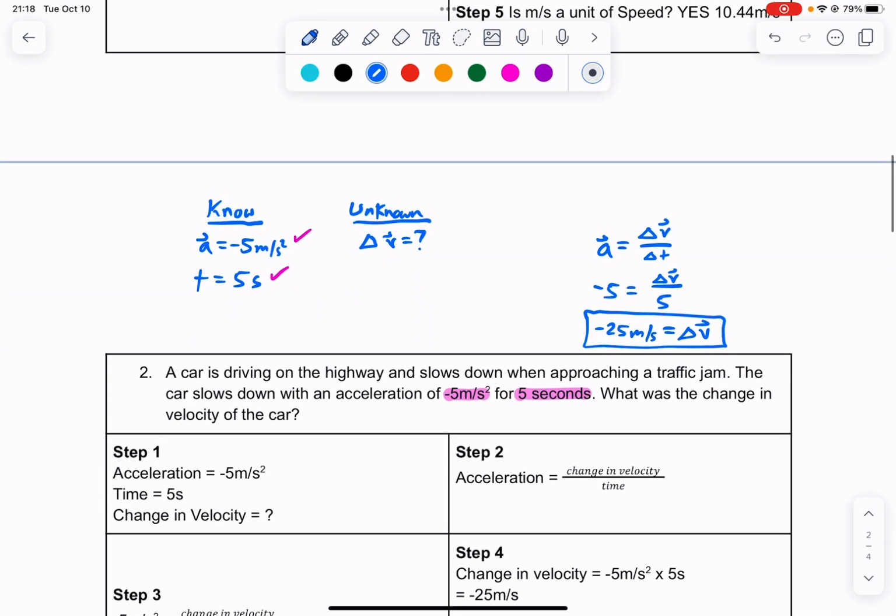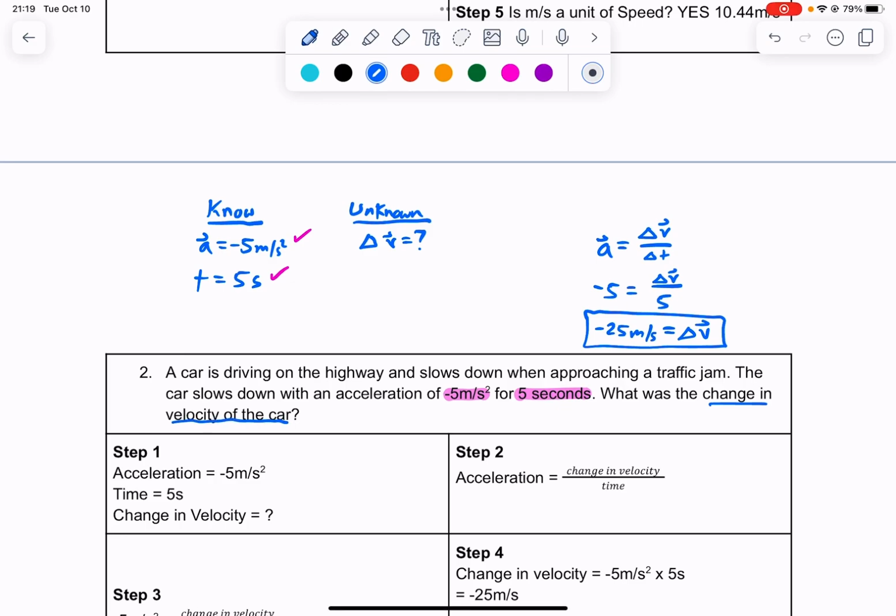Next question here, same thing. I would just look at the question, look for numbers. So I've highlighted negative 5 meters per second squared and 5 seconds. So that's what I know here, that the acceleration is negative 5 meters per second squared. The time is 5 seconds. What is unknown here is the change in velocity of the car.